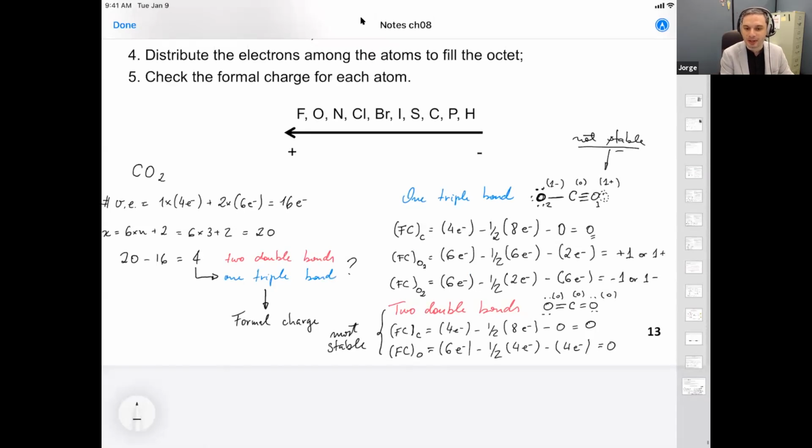And the reason for that is that 2 double bonds yield formal charge 0 for all the elements. We are always going to look for formal charges 0 for all the elements. Double and triple charges are not stable. If we cannot get 0 formal charges for all the atoms and we end up with a negative charge, this negative charge has to be located in the most electronegative atom in the compound.